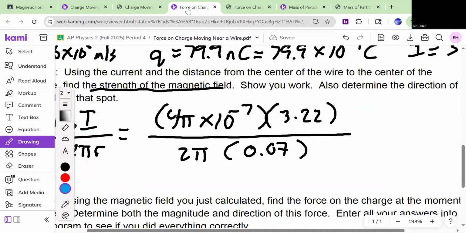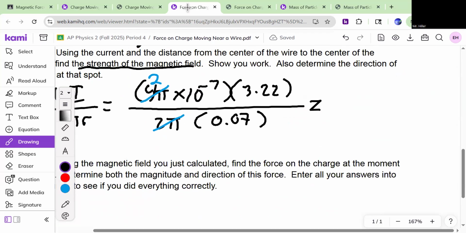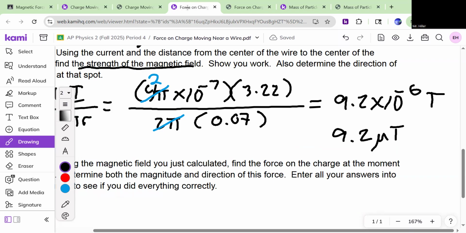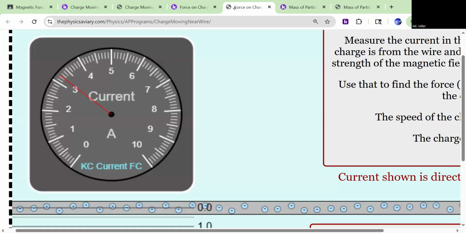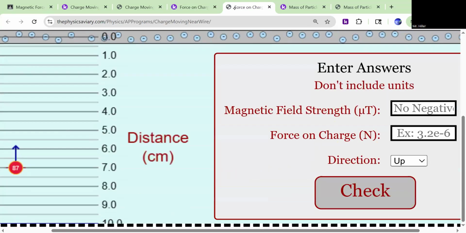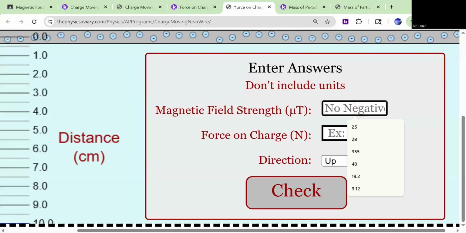Now, the nice part about this equation is this part always reduces. And so on top, you're literally multiplying 2 times 10 to the negative 7 times your current divided by whatever the distance is, 0.07. Okay, so I have a value of 9.2 times 10 to the negative 6. So that would be 9.2 micro Tesla. Negative 6 is micro. Okay, and I'm supposed to enter it in micro Tesla, so that's good. So 9.2.